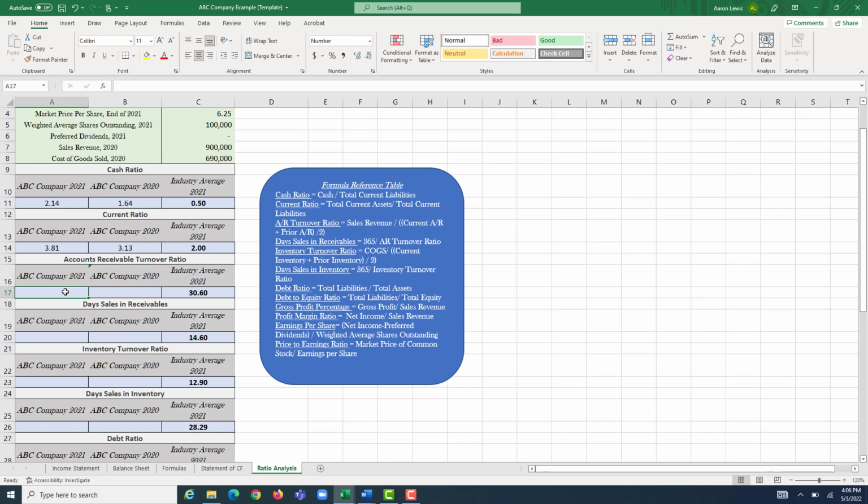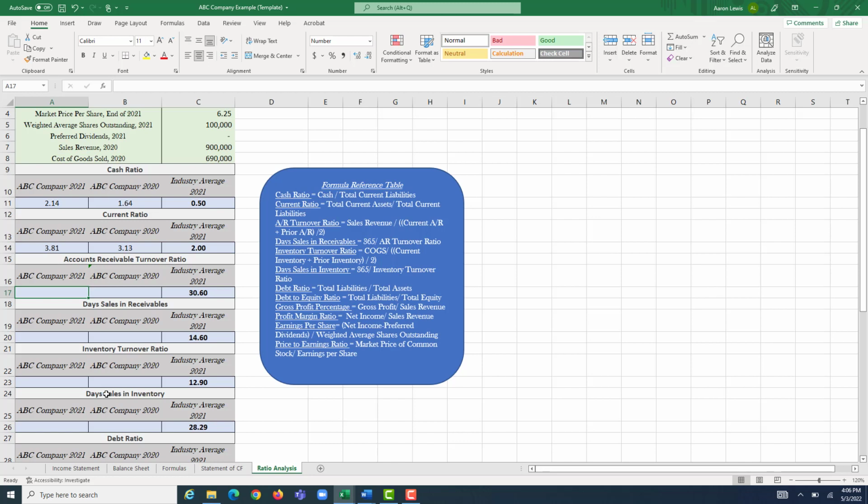What about our ability to generate cash in the future? Our ability to sell inventory and turn it into cash after we collect on the receivables that come from that sale. That's what the AR turnover ratio, days sales in receivables, inventory turnover ratio, and days sales in inventory are for. We're going to start with AR turnover ratio.